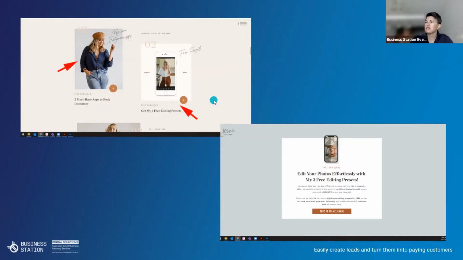She's then got "get my 3 free editing presets". So she was a photographer back in the day. If anyone's familiar with Lightroom, taking photos and editing them in Lightroom, you have the option of presets. So she's actually created some that she's giving away for free.